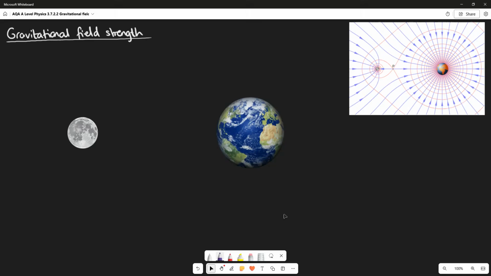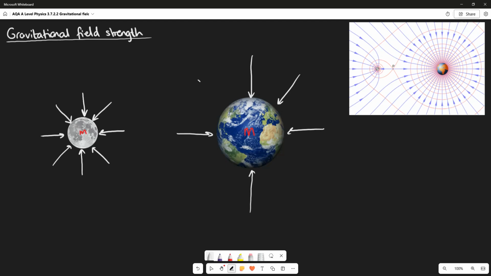Welcome to Gravitational Field Strength. Here we have the Earth-Moon system, a large mass and a smaller mass. If we look at the Moon's gravitational field in isolation, then we see that it has a radial gravitational field. If we look at the Earth's, that also has a radial gravitational field. These fields are attractive only.